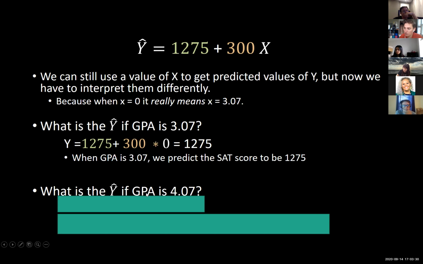And so here, if I'm looking at a GPA of 4.07, that is 3.07 plus 1. Yep, so it's going to be 1.